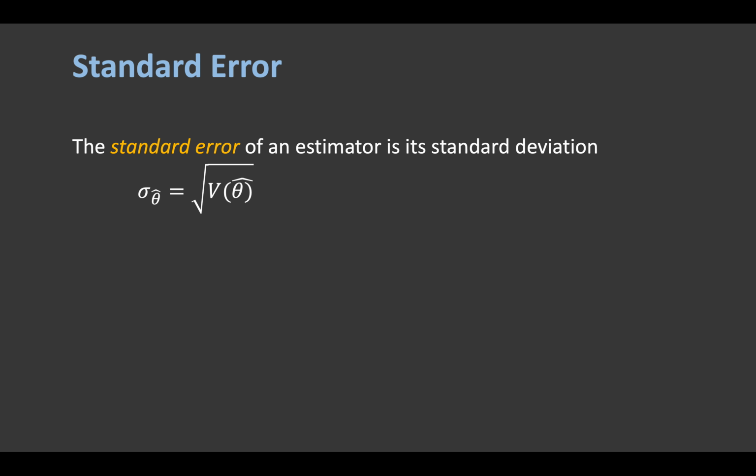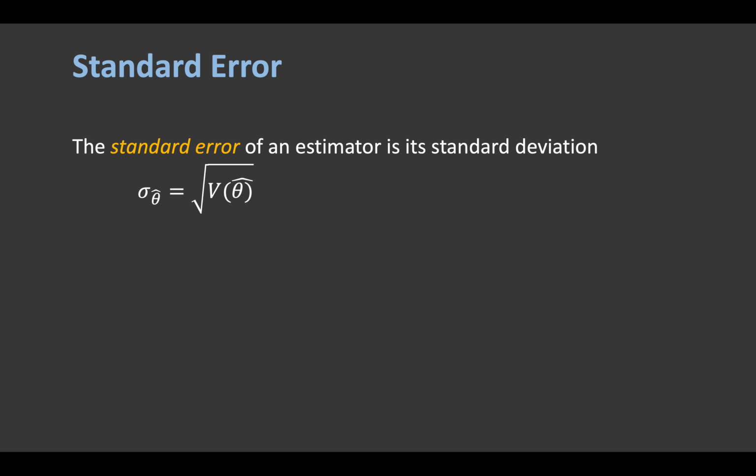Related to this, the standard error of an estimator is its standard deviation. A standard deviation is basically the square root of the variance of a certain parameter. We take the root and that gives us the standard deviation.